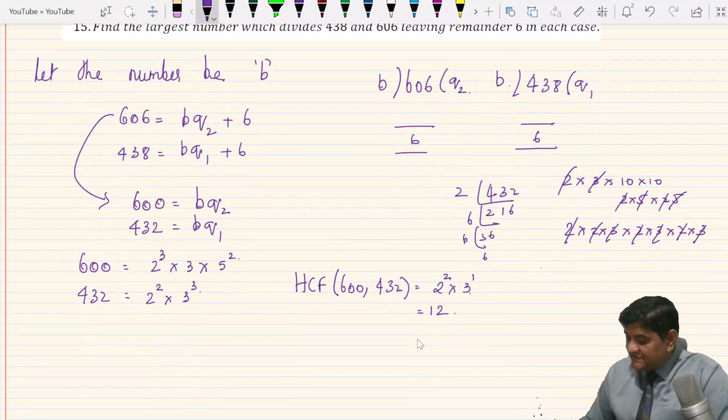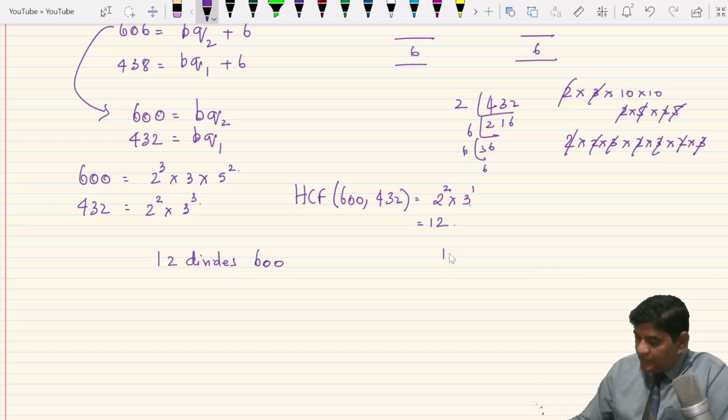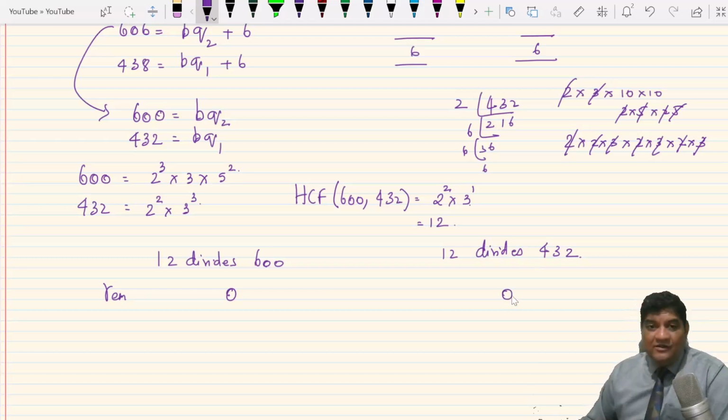All right. So listen to this, guys. 12 divides 600 completely. 12 also divides 432. So what's the remainder here? The remainder here is 0, and the remainder here is also 0.